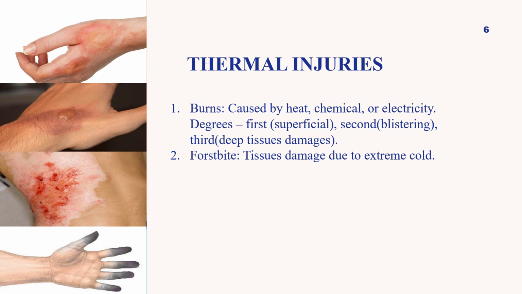The second one is thermal injuries. Thermal injuries are of 2 types. The first one is burn, caused by heat, chemical or electricity. The burns are classified into 3 degrees: first degree burn, second degree burn and third degree burn, according to the injury caused to the skin and the dermal layer. The second type of thermal injury is frostbite. Frostbite is tissue damage due to extreme cold.